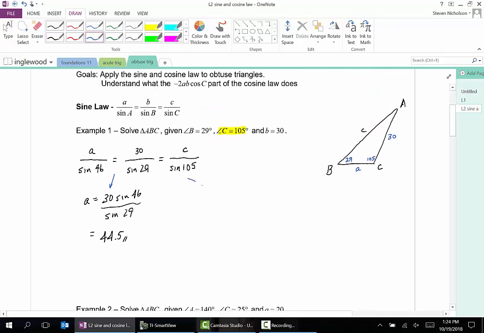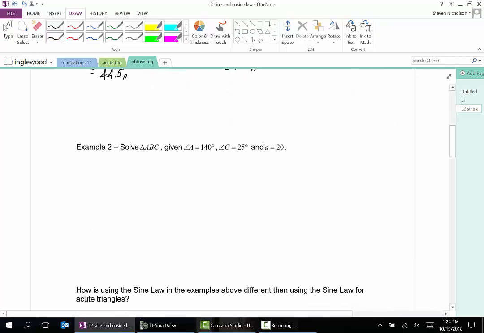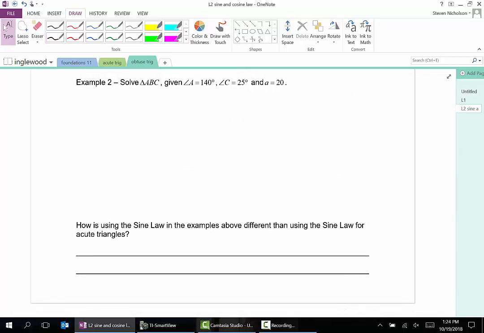When I do the little c calculation, similarly, I'm going to isolate c. I'm going to multiply both sides by the sine of 105 degrees, and when I do that algebraically, I get this. And again, when we punch this into our calculator, what we end up with is 59.8. And those numbers make sense to me because they're bigger than 30, and as we just talked about, I figure I'm right. Okay, let's do one more.